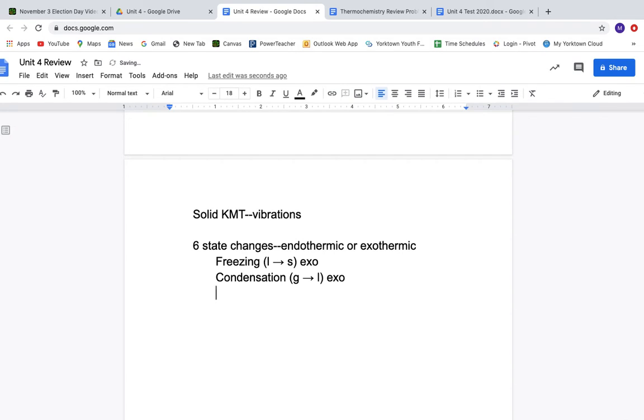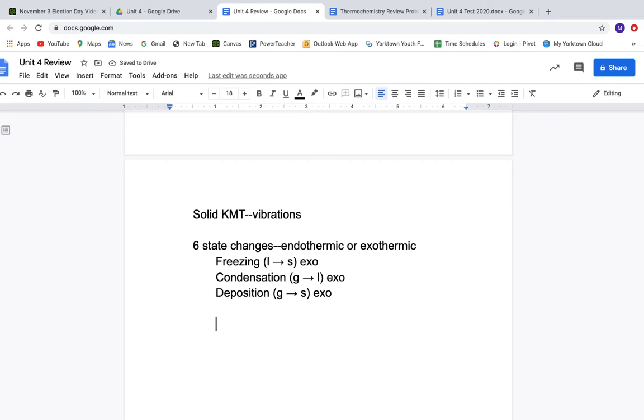And finally, deposition. Is going from a gas to a solid, and that's exothermic also. And our example for that was freezing fog. So those are those 3 exos.